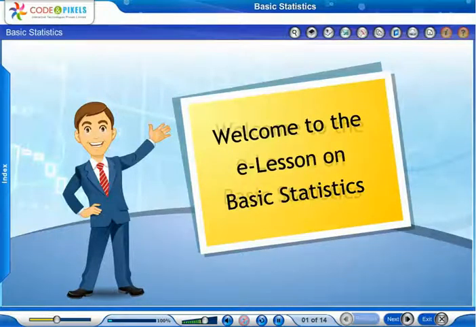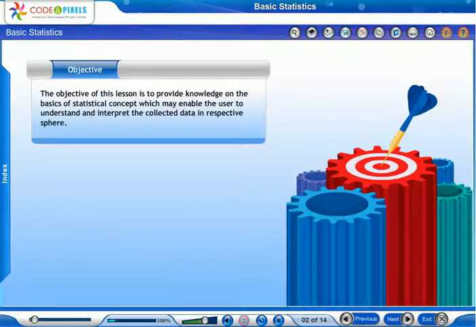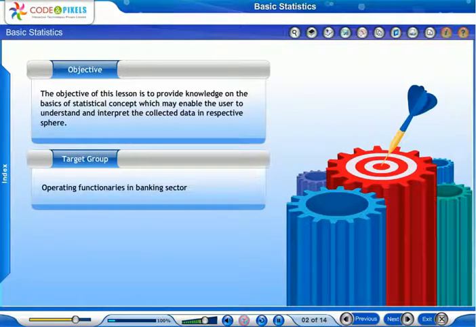Welcome to the e-lesson on basic statistics. The objective of this lesson is to provide knowledge on the basis of statistical concepts, which may enable the user to understand and interpret the collected data in the respective sphere. The target group of this lesson is the operating functionaries in the banking sector.